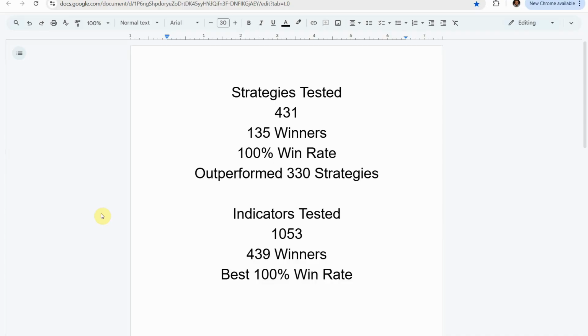The best one so far was able to achieve a 100% win rate. That was achieved using the Academy Forex indicator, trading the crypto scalping strategy that I mentioned in this video, and that was using a live trading account. And so far, since we've been keeping track, it has outperformed 330 of the other strategies that we put it up against, every single one so far. We've also tested a total of 1,053 indicators, with 439 of them being winners.